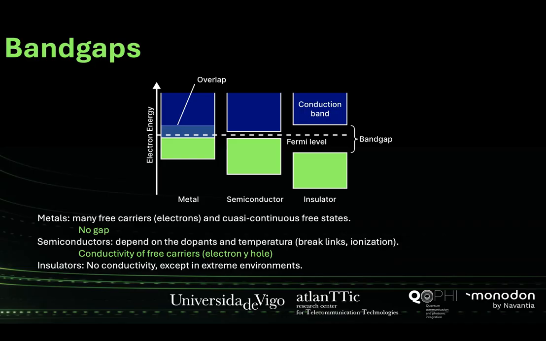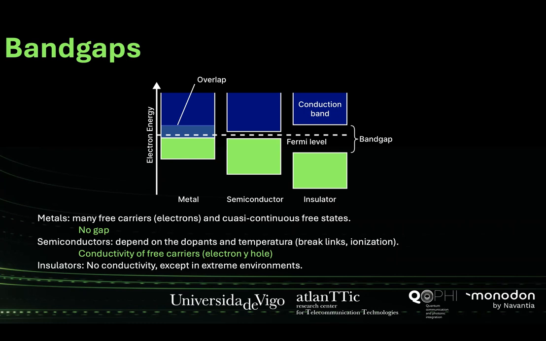Metals contain huge numbers of free electrons and essentially no band gap. That's why electricity flows easily through copper or aluminum. Insulators are the opposite. Their band gaps are so large that electrons cannot move freely under normal conditions. Materials like glass or ceramics behave this way.